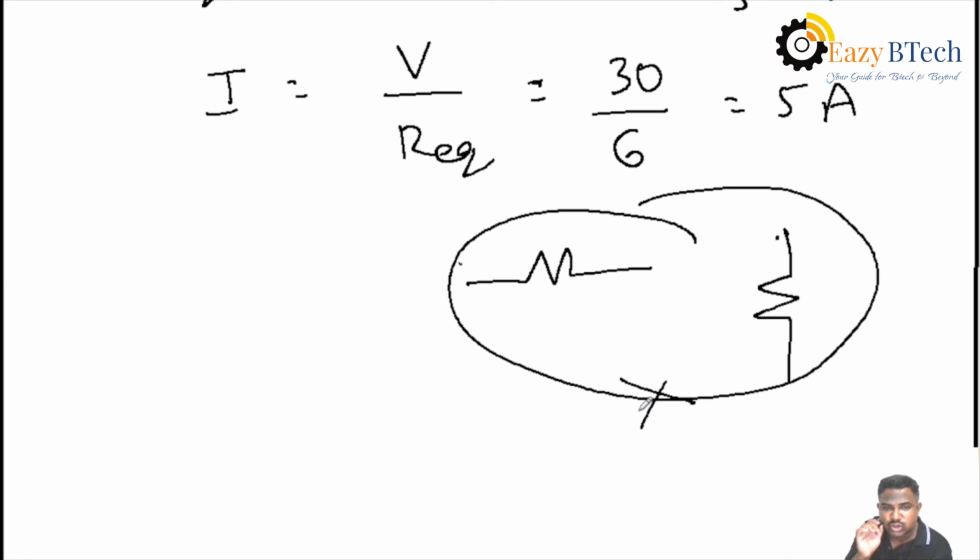If the elements are joined one by one and the same current flows through them, that is called a series connection. If the current is dividing, that is called a parallel connection. In parallel, the voltage must be the same. In series, the current must be the same. Remember that. You have to identify the series connection as well as the parallel connection.